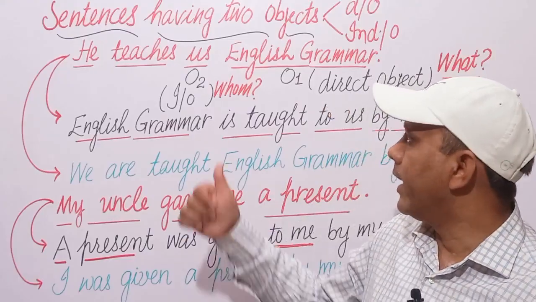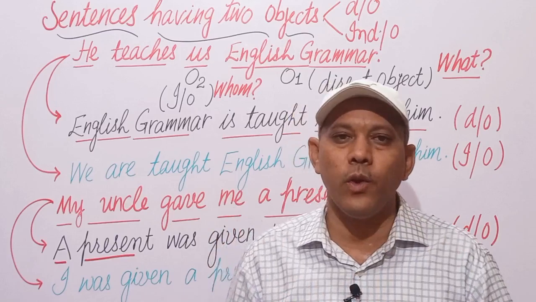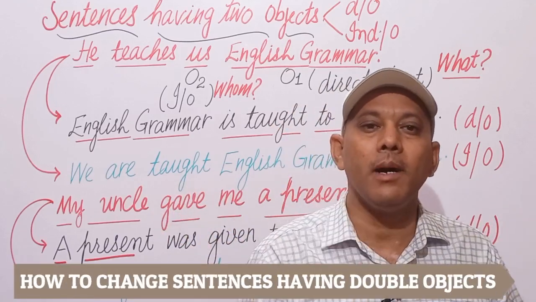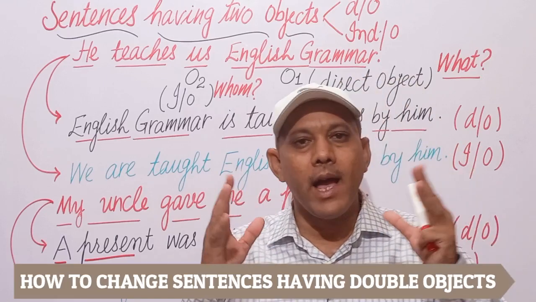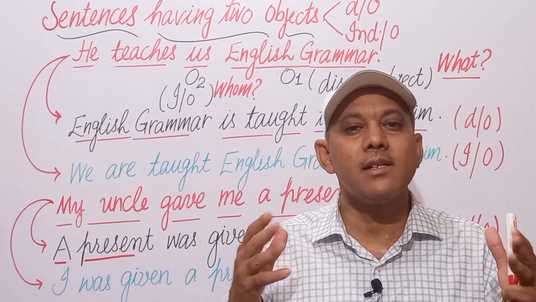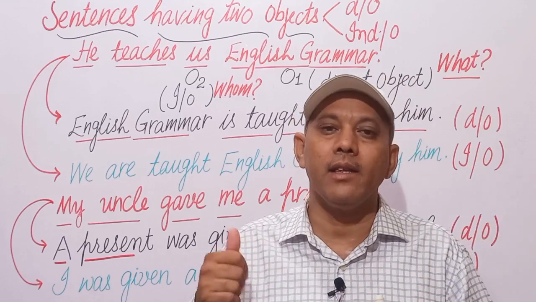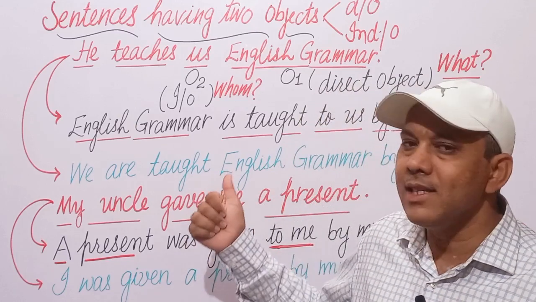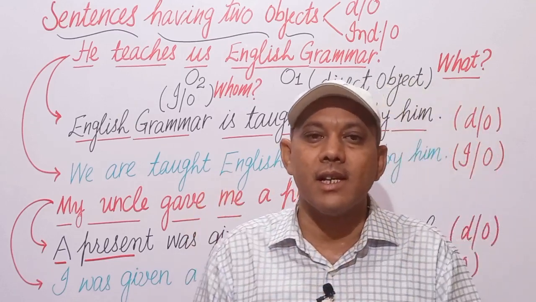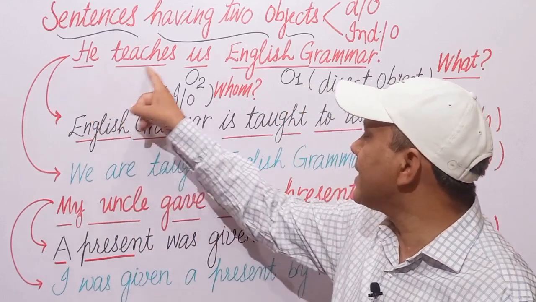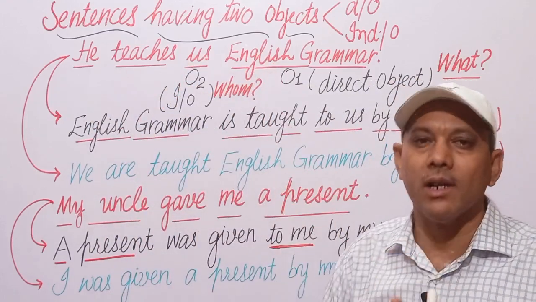Students, now we are going to transform active voice sentences having double objects. Some active voice sentences have two objects. One is the direct object and the other one is the indirect object. How shall we change such active sentences into passive voice? For example, he teaches us English grammar.